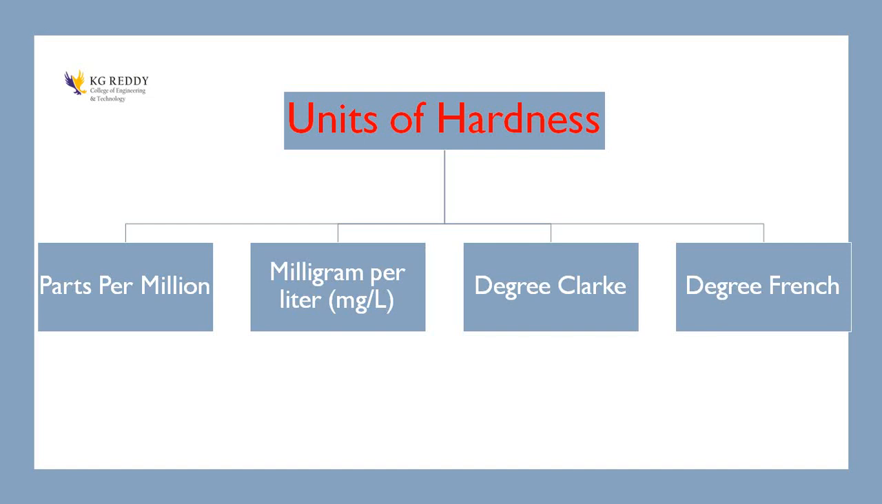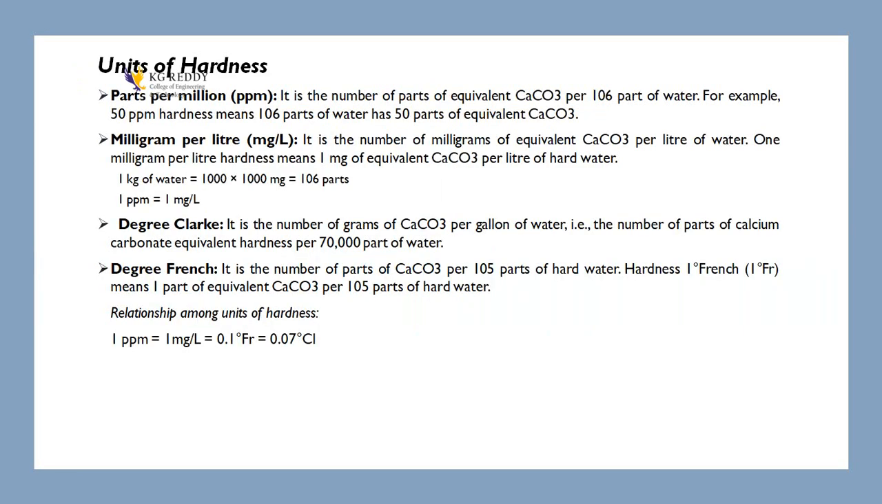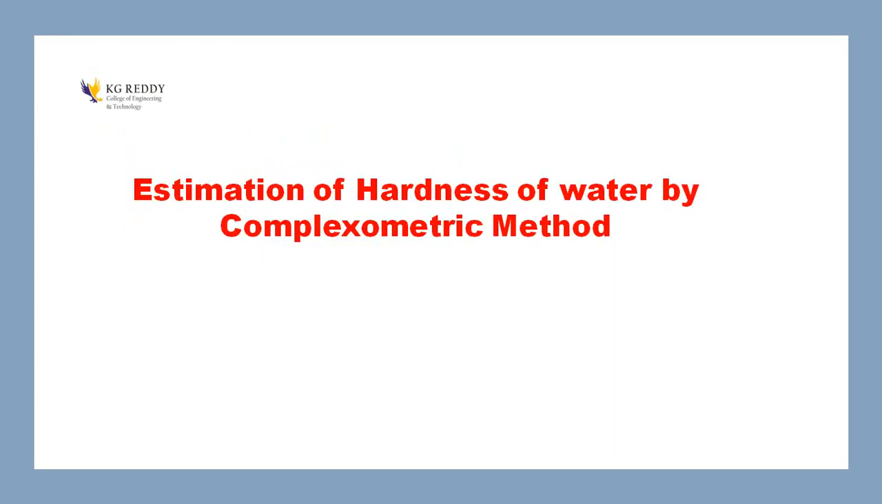What is the relation? 1 ppm is equal to 1 milligram per liter, which equals 0.07 degree Clarke, which equals 0.1 degree French. That relation is very important while solving the problem. So these are all units of hardness. I have just now discussed one relation: 1 ppm is equal to 1 milligram per liter, equal to 0.07 degree Clarke, equal to 0.1 degree French. This is very important.